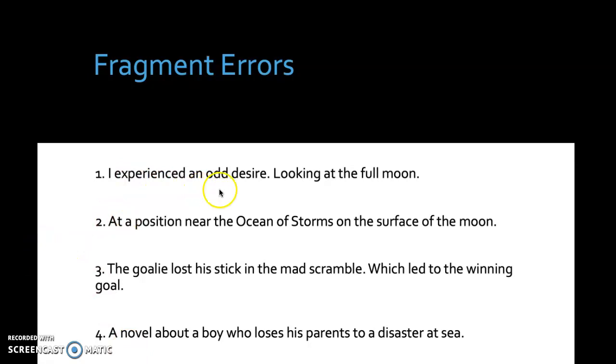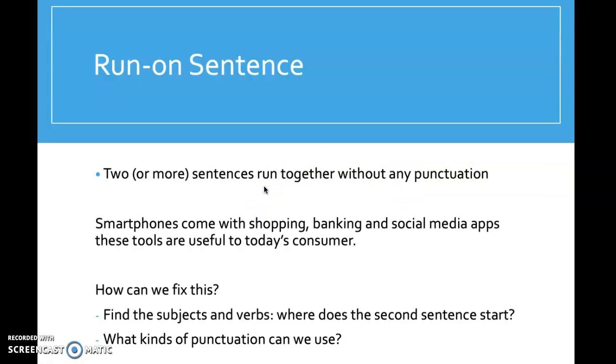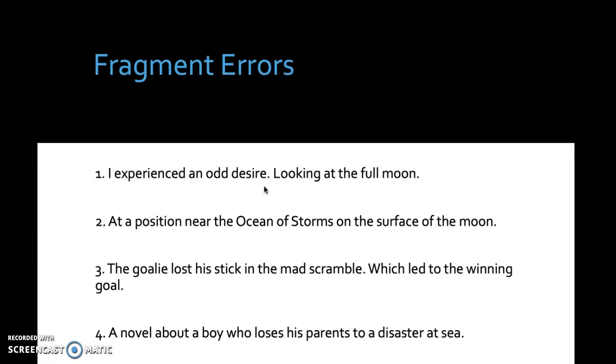I experienced an odd desire, period, looking at the full moon. Here, in order to correct this, we can simply put these two together. I experienced an odd desire looking at the full moon. We can take the period out and join the two. At a position near the ocean of storms on the surface of the moon. Ooh, what happened? You saw something, you did something.